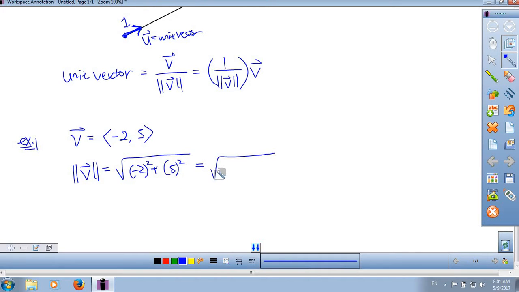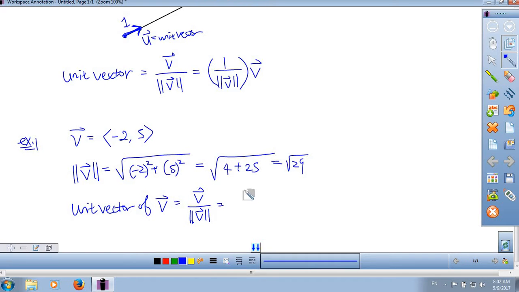That's why we're all doing this in trigonometry, because it's basically just another triangle situation here. So this is 4, then this is 25, so this will be square root 29. Okay, so the unit vector of v in this case would be the vector v divided by the magnitude of vector v. So this would be -2, 5 divided by square root 29. Now, this is another way of saying 1 over square root 29 multiplied by the vector v.